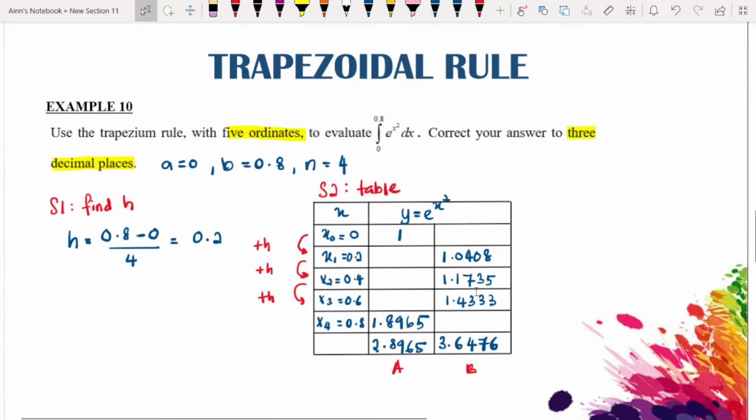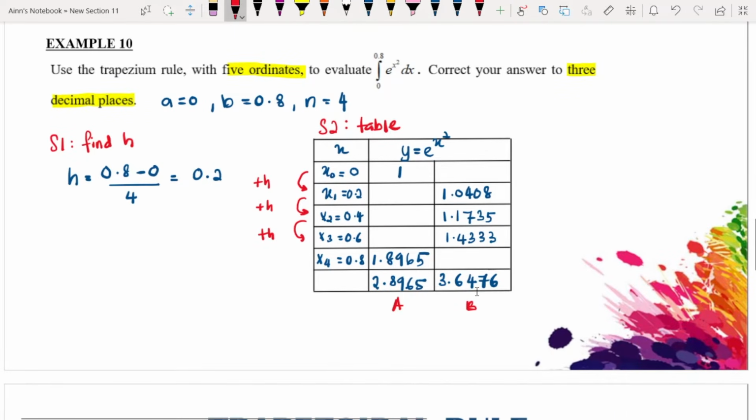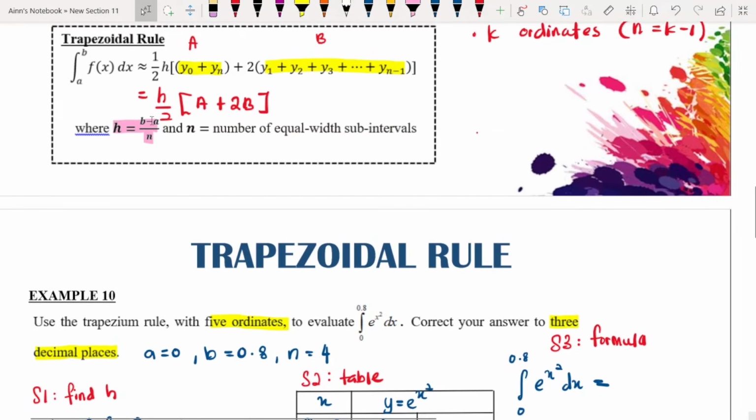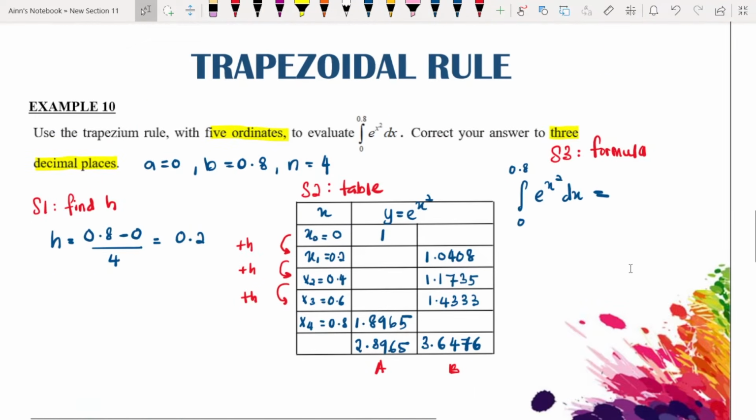So now the last step is to put in the formula of the trapezoidal rule. So the third step is the formula. We will have the integral from 0 to 0.8 of e to the power of x squared dx, which is your question, equals h over 2 times (A plus 2B). Our h is 0.2. So we will have 0.2 over 2 times (A plus 2B).